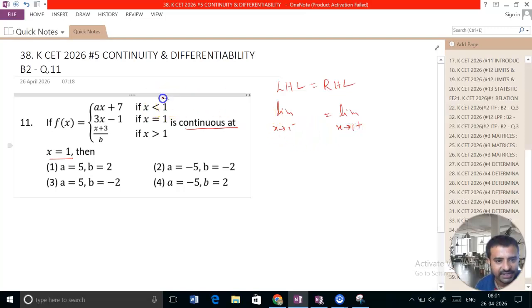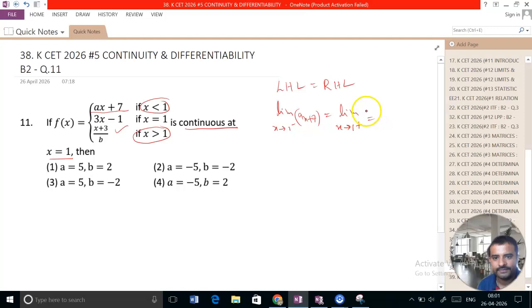So x tending to 1 minus refers to the first function, that is ax plus 7. x tending to 1 plus refers to x greater than 1, so the function will be x plus 3 by b. Applying the limit x tends to 1, it becomes a plus 7 is equal to 1 plus 3, that is 4 by b. So we have to find the values of a and b.